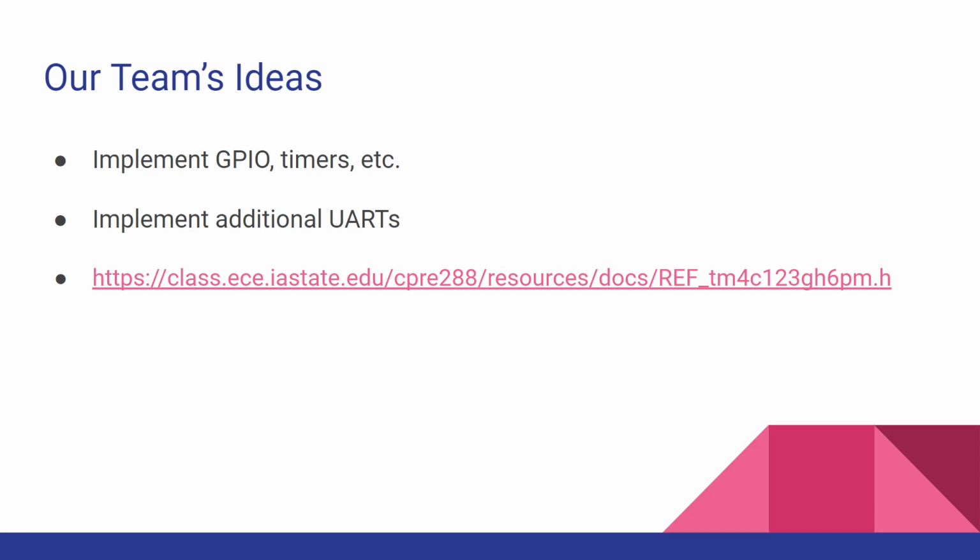Our team's ideas for moving forward for next year's team in fall of 2024 would be to implement GPIO timers and any other functionality seen needed by Dr. Jones. GPIO is the next step logically after UART. Additionally, you can implement additional UARTs such as UART2. However, the original Pico emulator does not have anything further than UART1, so this may require further implementation.